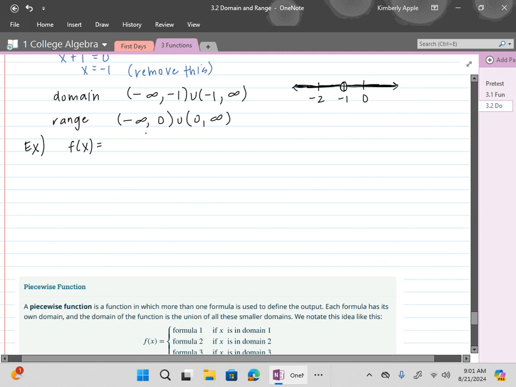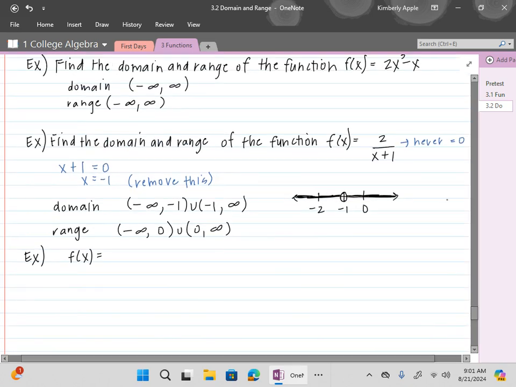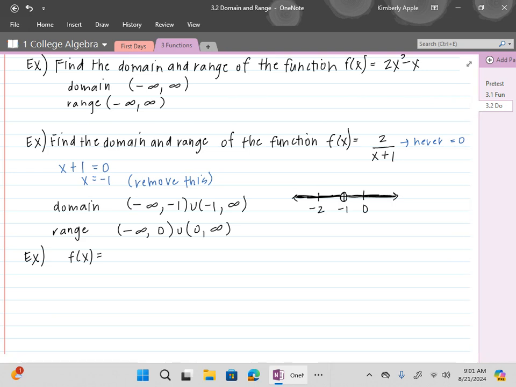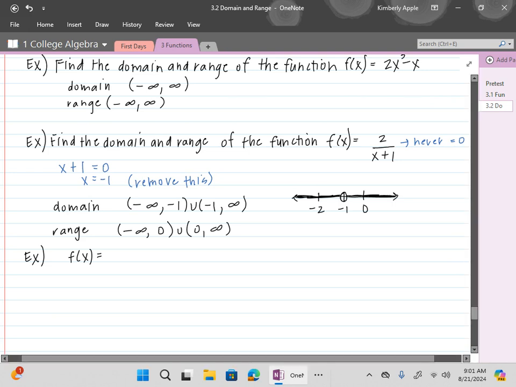A question was asked where 0 can't be in the range. Because remember, the function outputs are the range. So plugging anything in here is never going to give you 0, because there is no number that exists that you can divide into 2 that gets you 0. A fraction is like a piece of a whole, and you can't divide something into 0 pieces.